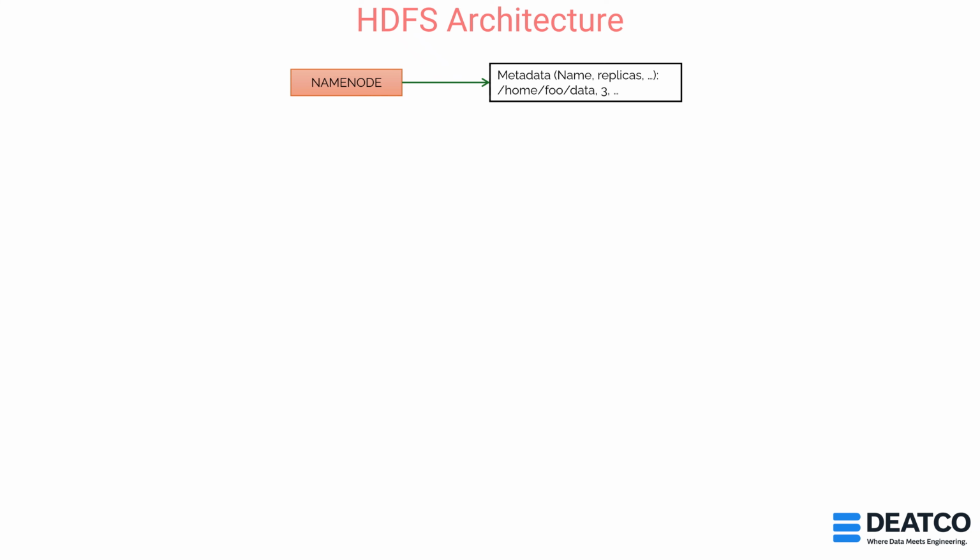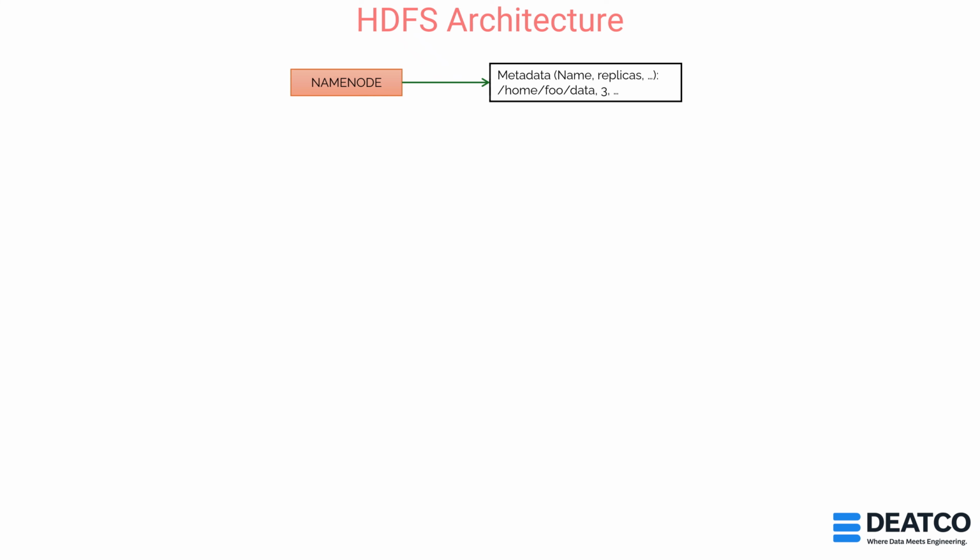Firstly, let's see in detail what is HDFS. The Hadoop Distributed File System, commonly known as HDFS, is a scalable, fault-tolerant storage system designed to handle very large datasets across multiple machines. HDFS follows a master-slave architecture and consists of three main components: the name node, the data node, and the client. At the center of HDFS is the name node.